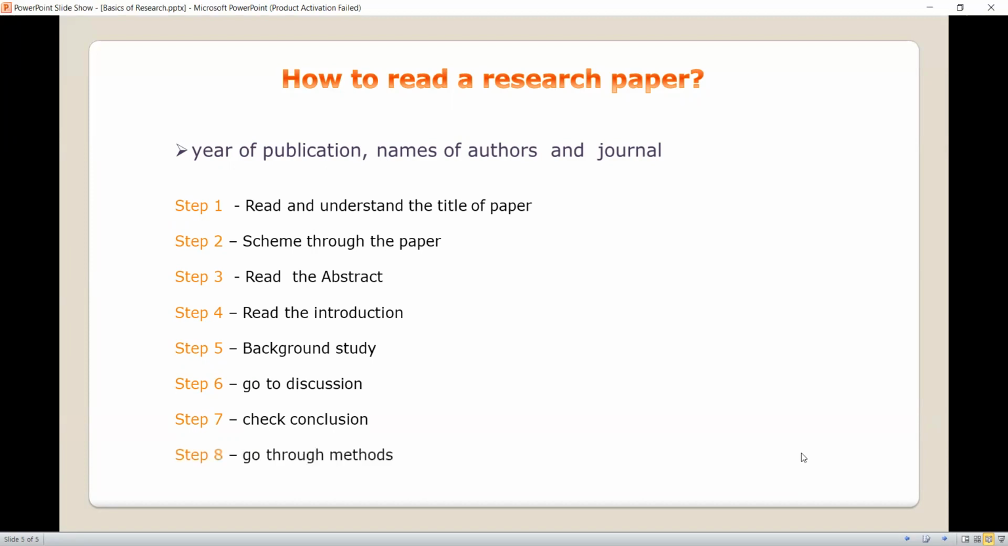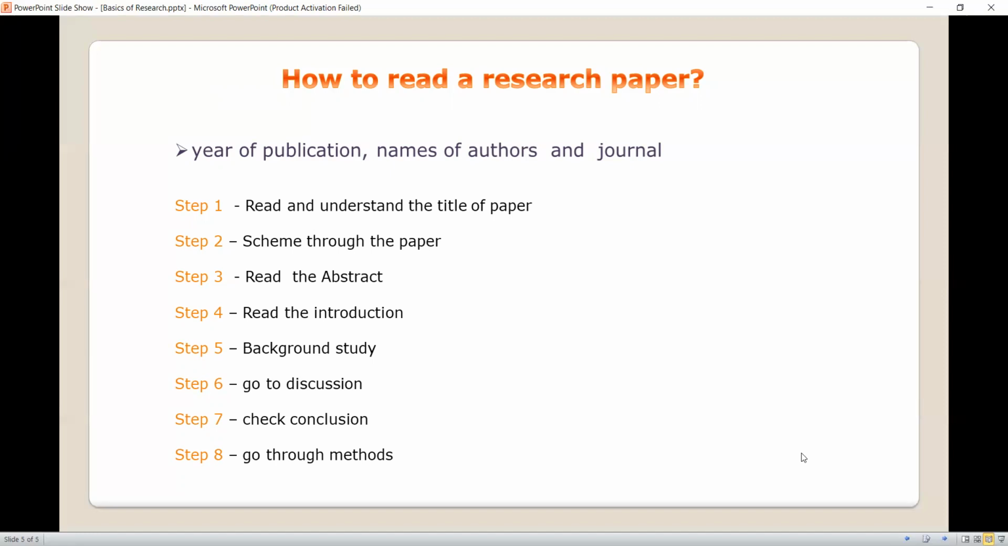And then come to step number 8, go through the methods. I told you that it is a detailed one, and the methods and materials are important when you want to replicate the experiment. Otherwise, to understand the new technique used in the study, that is enough. And if we know the technique or the methods, we can quickly go through it, and only to replicate the experiment it requires deeper reading and understanding.